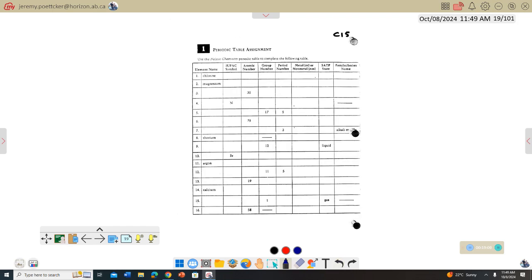And then here's just using groups and periods and things like that. SATP means standard ambient temperature and pressure. Essentially, it's room temperature. And your periodic table has all kinds of useful things to tell you what their state is at room temperature. That is the first part of our review, getting you used to the periodic table.